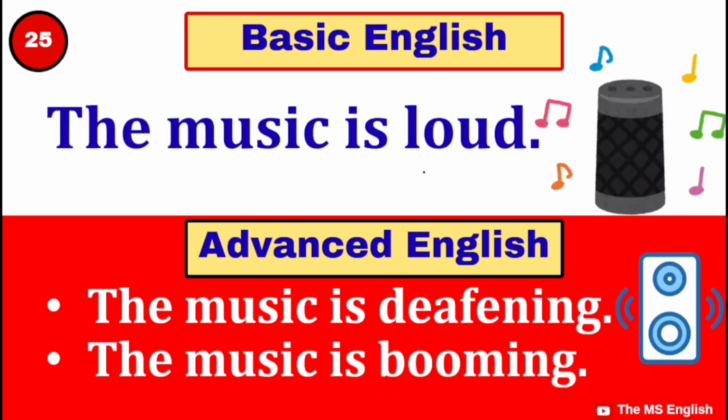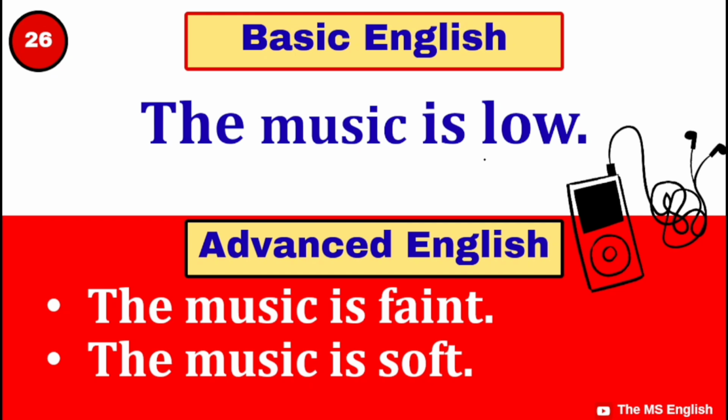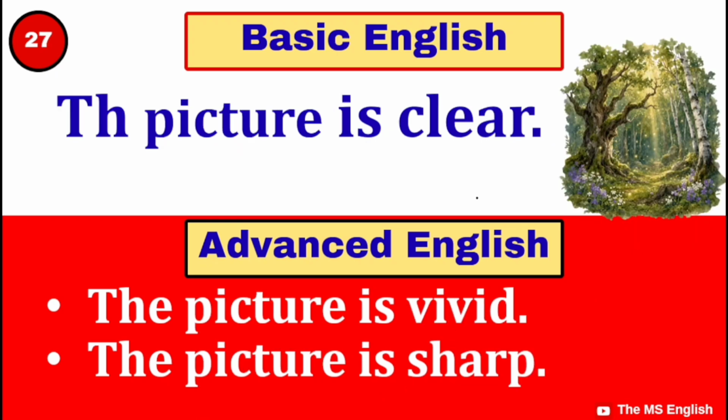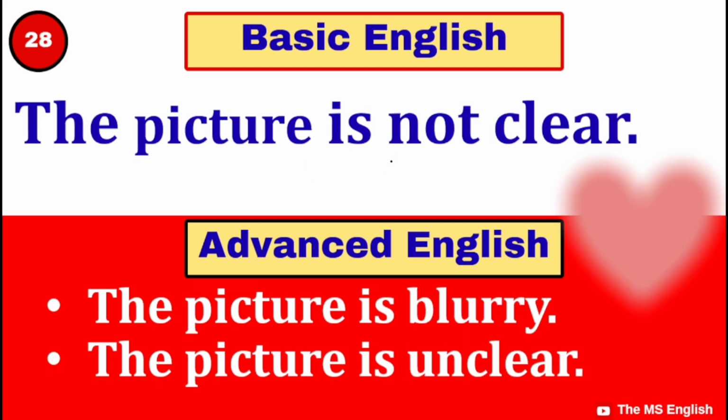The music is loud. The music is deafening. The music is booming. The music is low. The music is faint. The music is soft. The picture is clear. The picture is vivid. The picture is sharp. The picture is not clear. The picture is blurry. The picture is unclear.